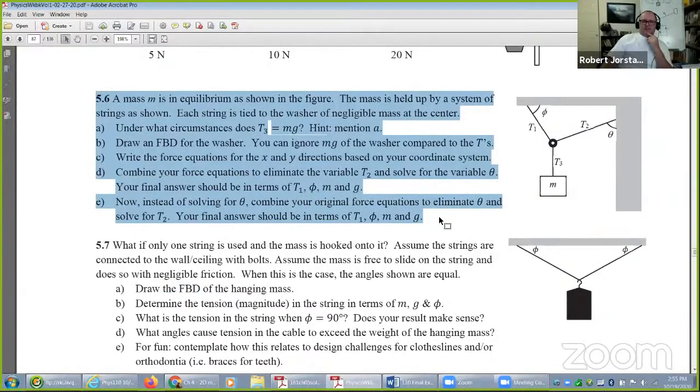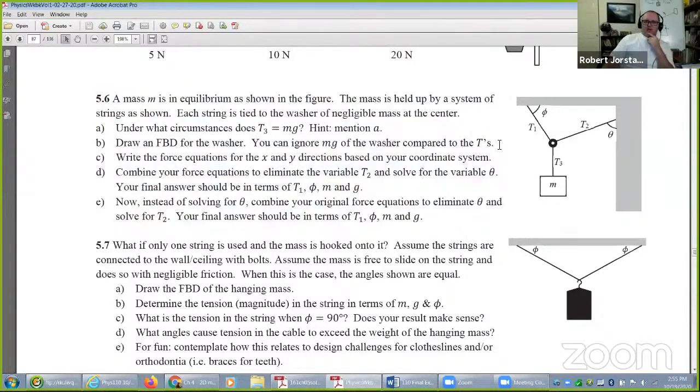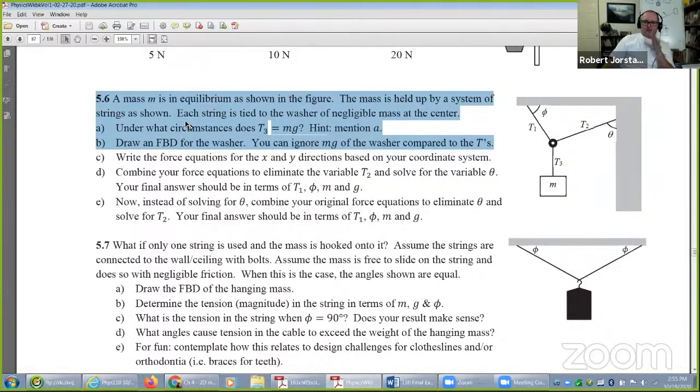Okay. So the idea is we're going to start with this question. We've got a mass hanging there. And I want to start by doing the first two parts of this question. So you've got a mass, it's held up by a system of strings, and then each string is tied to this washer at the center that I'm circling in green. And then you're asked the first question is, under what circumstances does T3 equal mg?